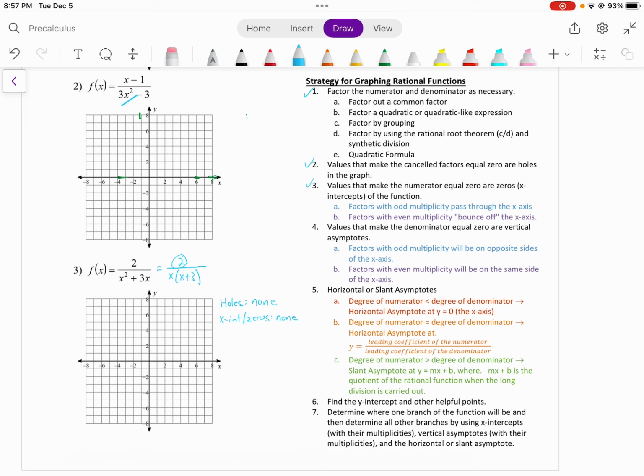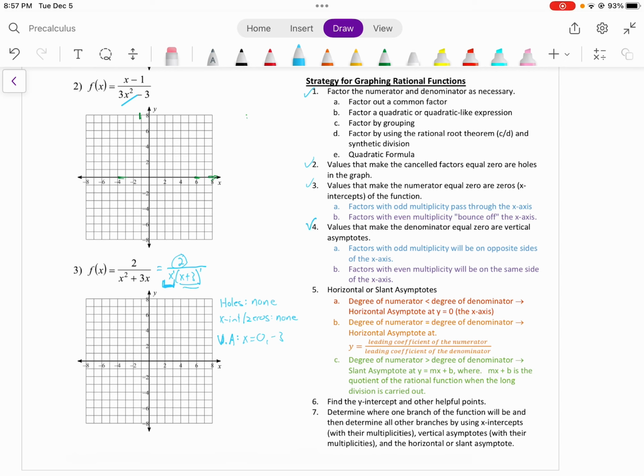Next, we go to vertical asymptotes. Vertical asymptotes are values of x that make the denominator equal 0. Whenever you just have an x alone, x equals 0 would make that 0. So x equals 0, and from this one we also know it could equal negative 3. Those are both multiplicity 1, which means on each side of the asymptote, if one side goes down, the other side will go up. So those took care of vertical asymptotes.